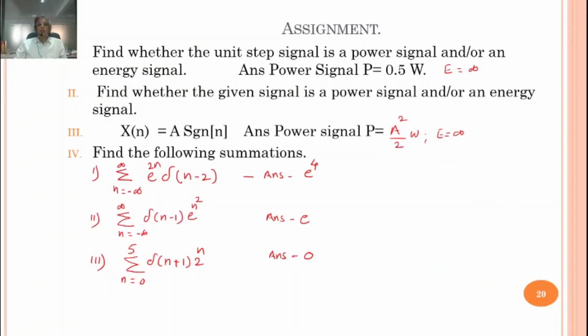Now this is the assignment based on this lecture. Find whether the unit step signal is a power signal or an energy signal, and the answer for these examples is given here. You solve this assignment.